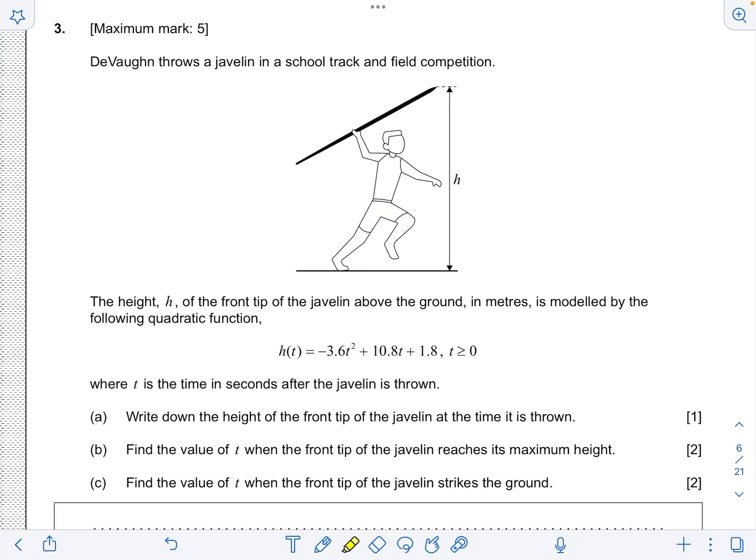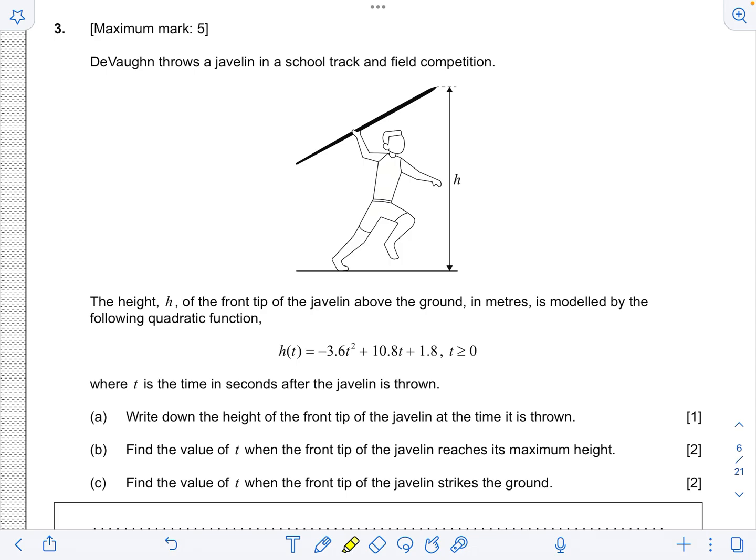Okay, number 3, we have an equation modeling problem, and you can see it's a quadratic. h of t equals negative 3.6 t squared plus 10.8 t plus 1.8 for t greater than or equal to 0. t is the time after a javelin has been thrown, and h is the height of the front tip of the javelin above the ground. Part A asks the height of the front tip of the javelin at the time it's thrown.